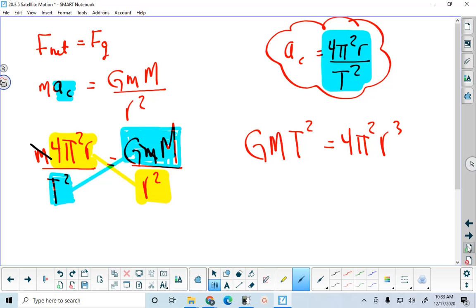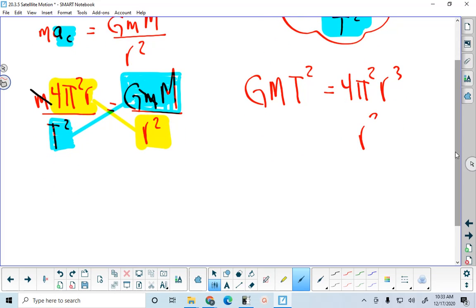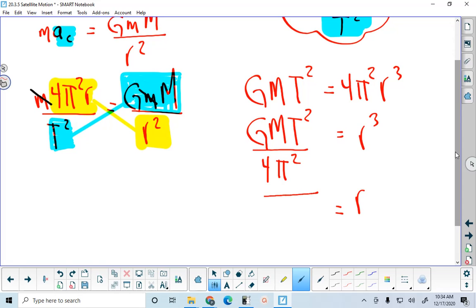R cubed will be equal to G times M times T squared over 4 times pi squared. There is no simple way for you to chip away at this problem by calculating one thing and going on to the next step. This means that r is equal to the cube root of that mess.